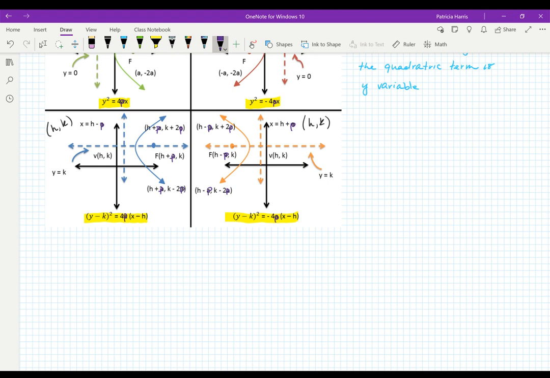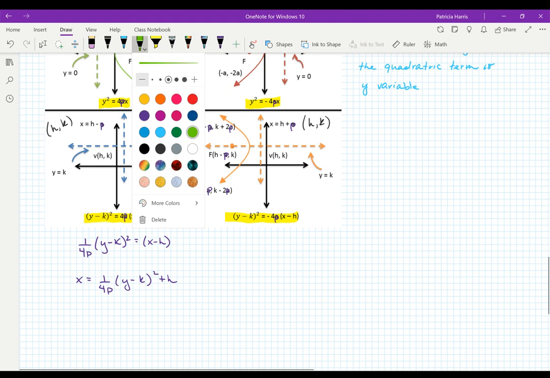All right. So another thing you might notice is that you can actually write these a little bit different. So what we can do is we can say 1 over 4p times (y minus k) squared is equal to x minus h. And then if you want to switch it around some more, we can go x equals 1 over 4p times (y minus k) squared plus h.